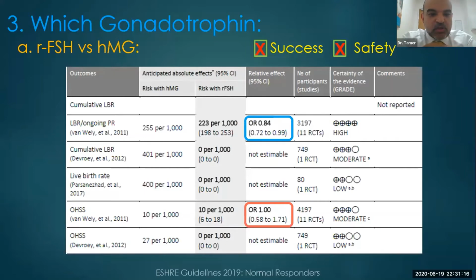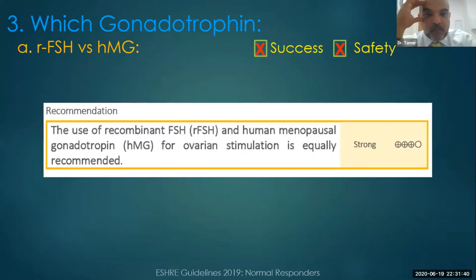The hyperstimulation syndrome, again, none is superior to the other. So at least we now know that the recombinant FSH can be used interchangeably with HMG, and I must say personally, I'm following very much the results of Professor Hassan Ali's randomized control trial that he's doing now. I think this will be very interesting, Prof. So this is the recommendation. It's a very strong recommendation. The use of the recombinant and the human menopausal gonadotropin is equally recommended. They are on par. None is superior.